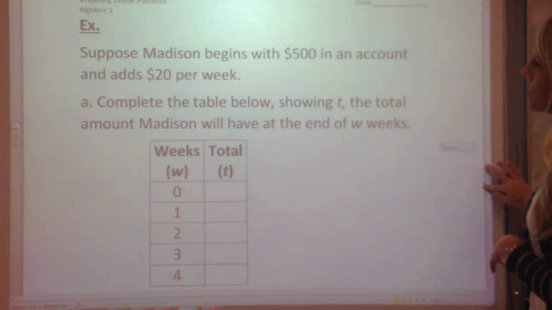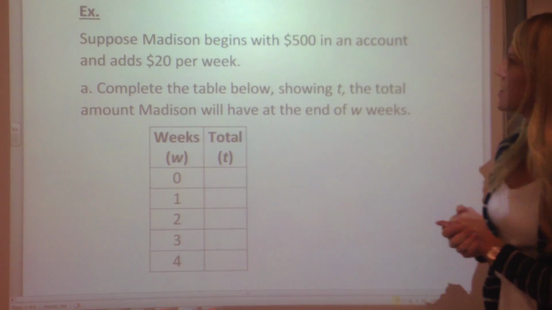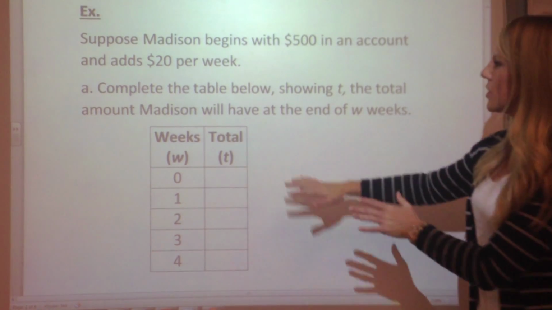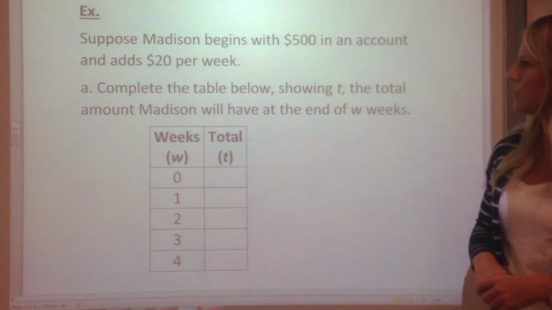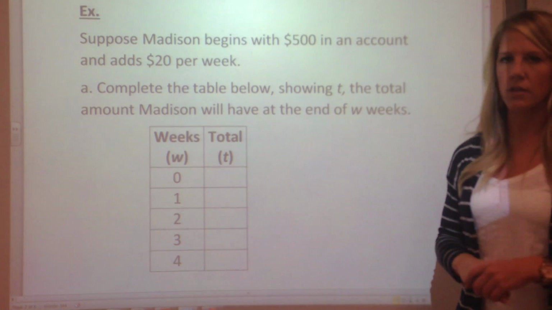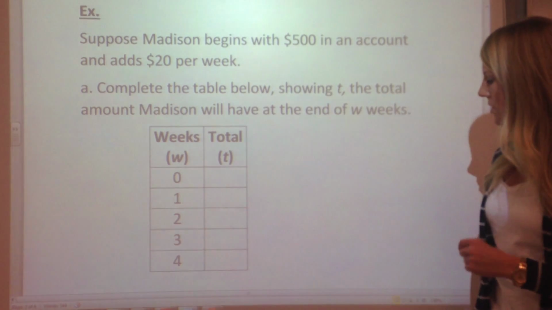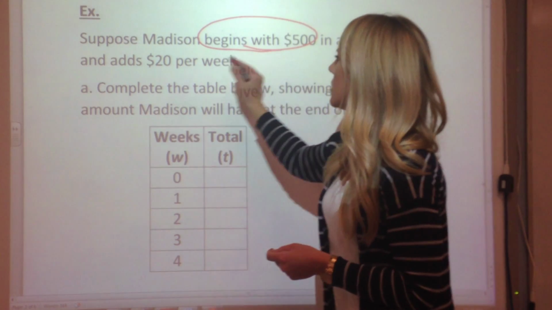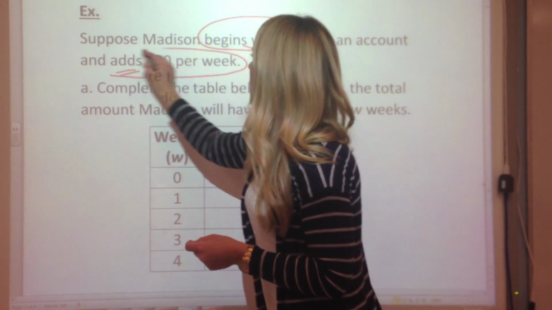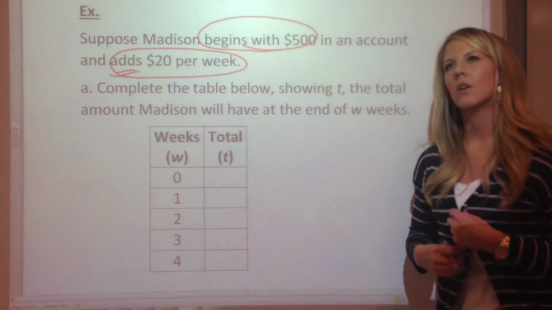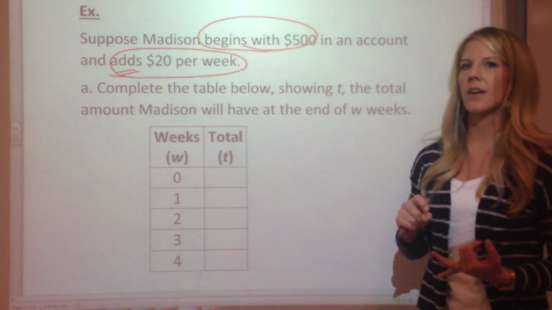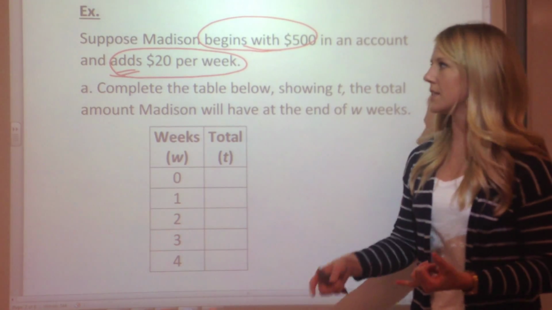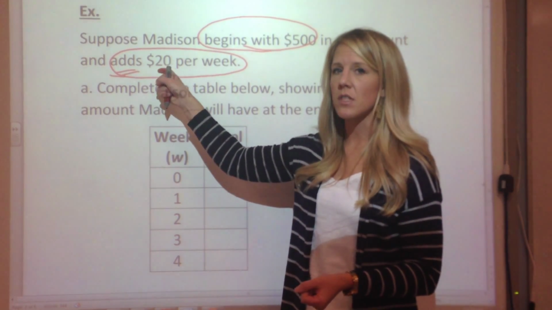Okay, so I'm going to start this one for you, but you will finish it. Suppose Madison begins with $500 in an account and adds $20 per week. We are going to complete this table showing T, the total amount Madison will have at the end of W weeks. Let's go back to the prompt and pick out what is key information. She starts with $500. She is adding $20 per week. So would this be a constant increase or a constant decrease situation? Constant increase, we are adding. Why is it constant? Because we are adding the same amount every single week, the $20.